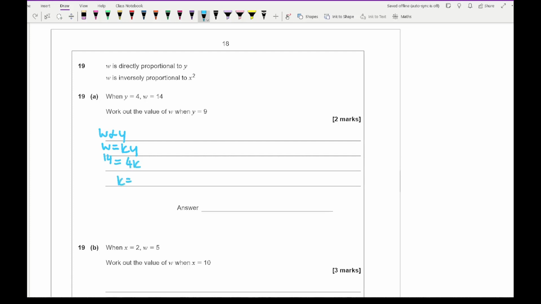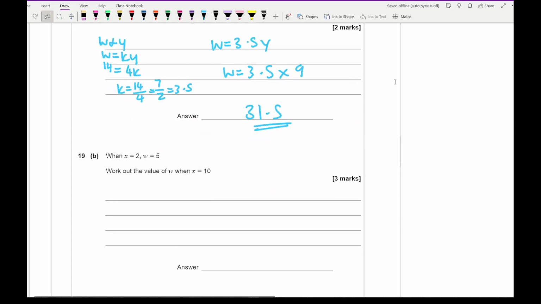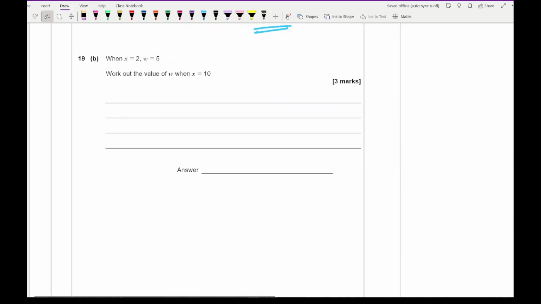So then k equals 14 over 4, which is 7 over 2, which is 3.5. So the formula then is that W equals 3.5y, and then we substitute the numbers in, so W equals 3.5 times 9, which gives me an answer of 31.5.